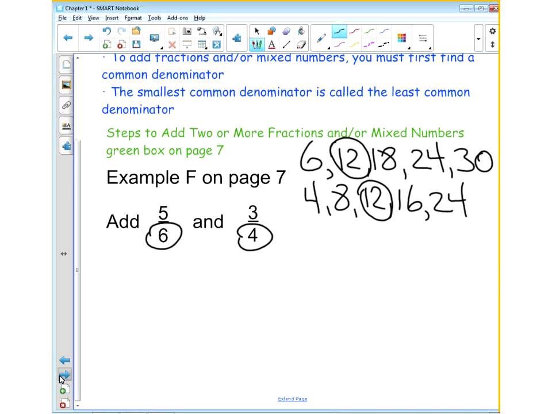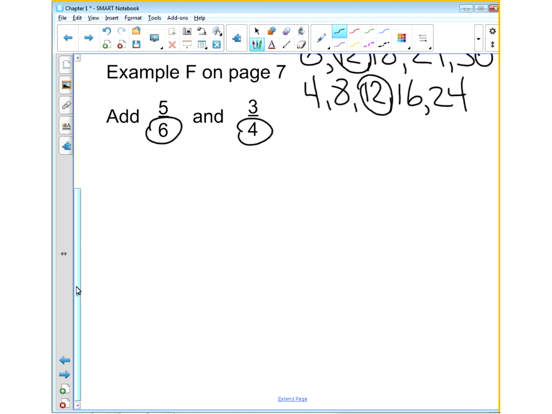You can actually make a chart like this in Excel, and print it out and have it with you so you don't have to write it out all the time like I just did. Okay, so we're going to add 5/6 and 3/4. So I've got, let me give myself just a little more board. I've got 5/6 plus 3/4.